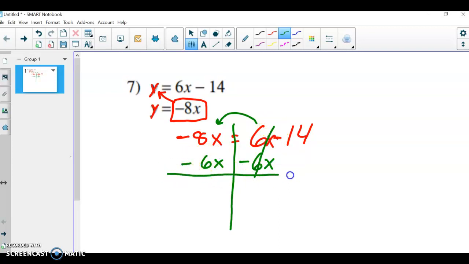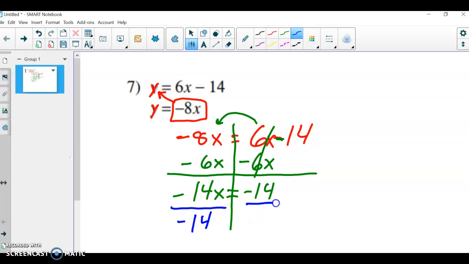And now we're going to be looking at negative 14x equal to just a negative 14. Remember, that negative sign, that subtraction piece, is still there with the 14. To finish, we divide both sides by the negative 14 that's attached to x, and you're going to be left with your x equaling 1.